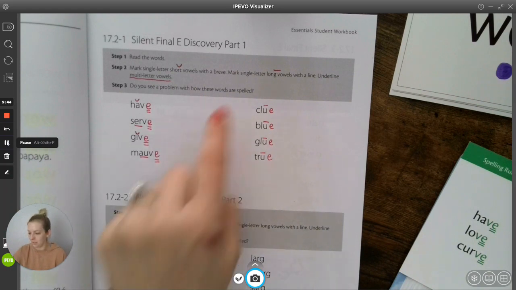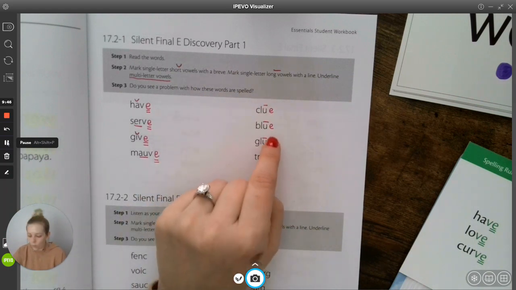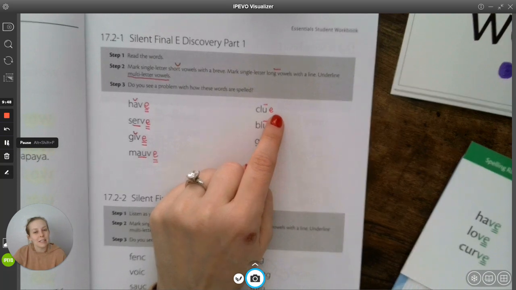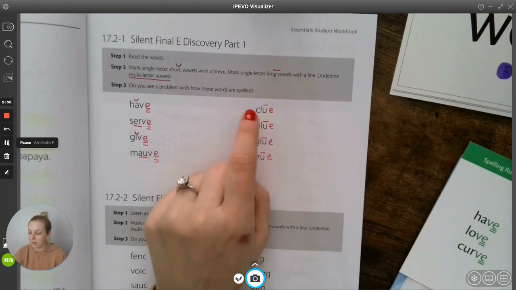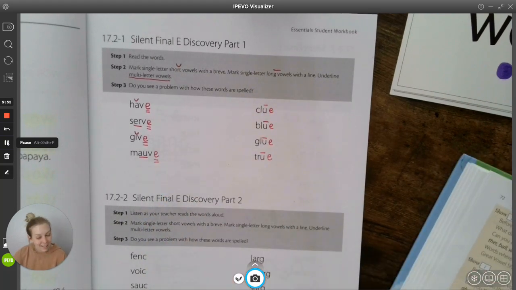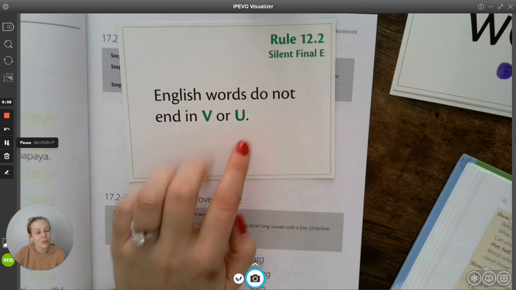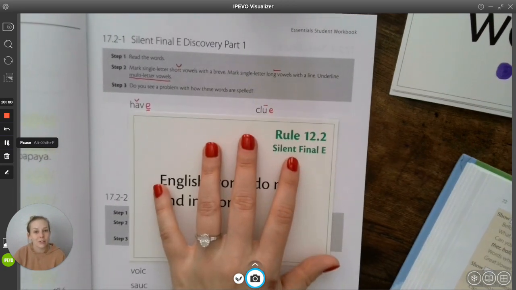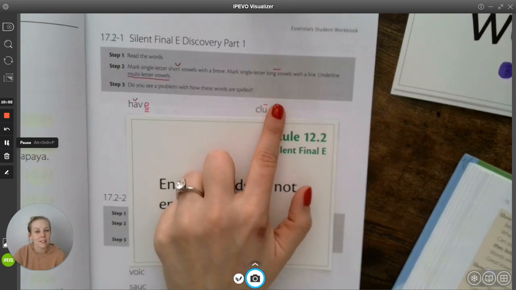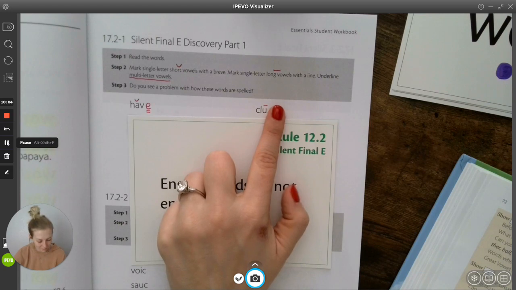All right, let's look over at this column. Why is there a silent final E in clue? Because, I'm going to drill this into your brain, English words do not end in V or U. And here, clue, without silent final E, ends in U. So it can't do that.